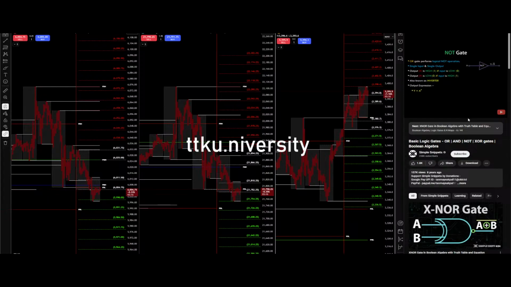Here's the symbolic representation of the NOT gate. We have a single input A and a single output Y, which is equal to A complement. Here's the truth table for the NOT gate. As you can see, when A is 0, Y is 1, and when A is 1, Y is 0. That is, the values are inverted.